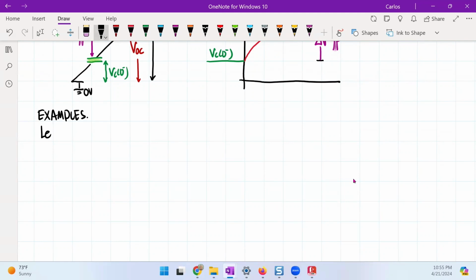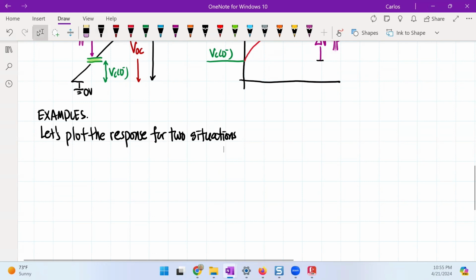So let's plot the response for two situations. In this case, I'm just going to arbitrarily pick numbers. These numbers are literally just arbitrary.